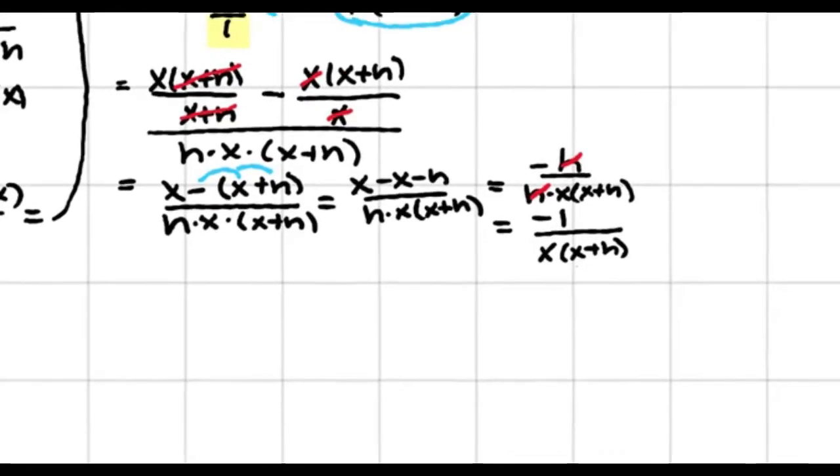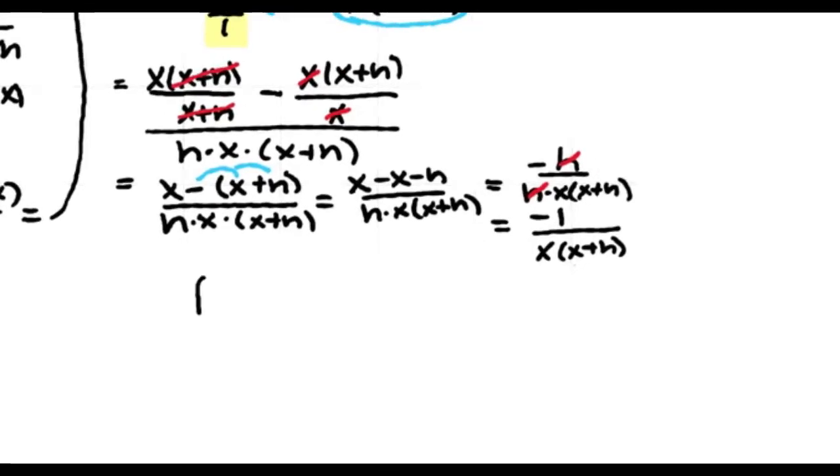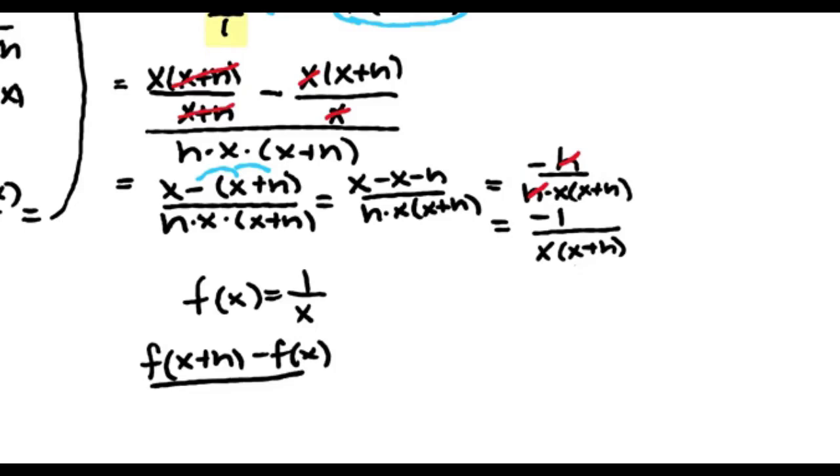So what we found is that the difference quotient for f of x equals 1 over x, that difference quotient of f of x plus h minus f of x over h, is negative 1 over x times x plus h.